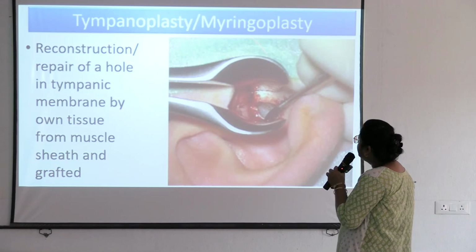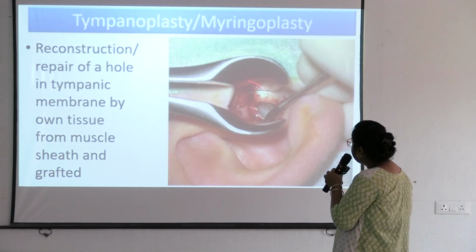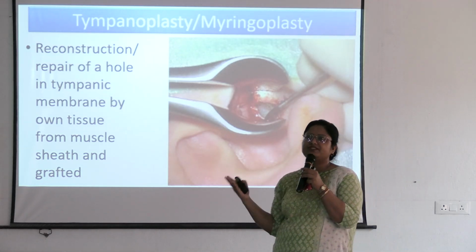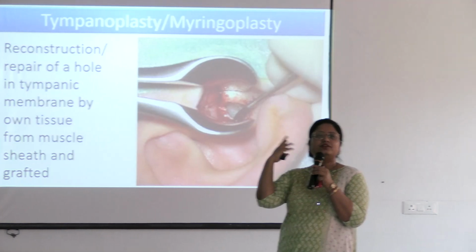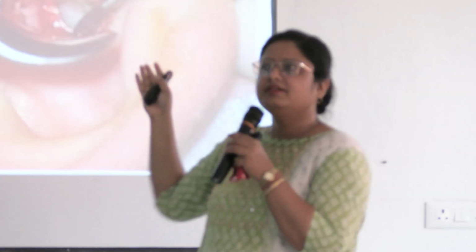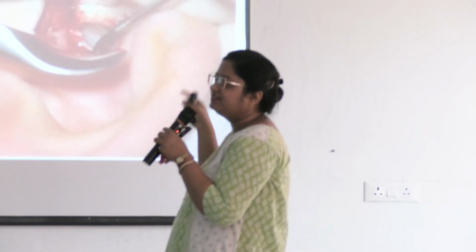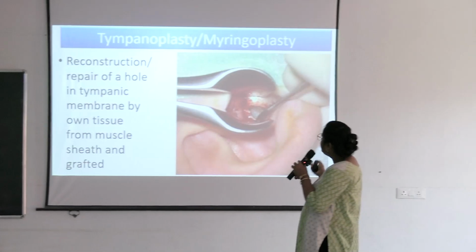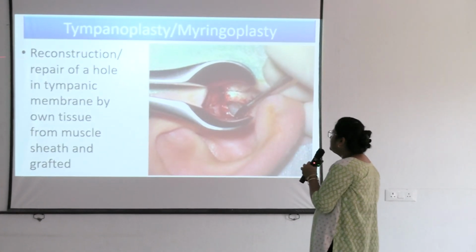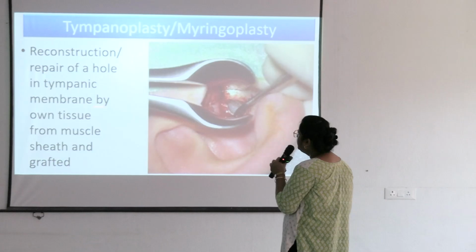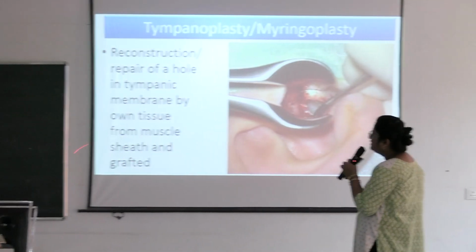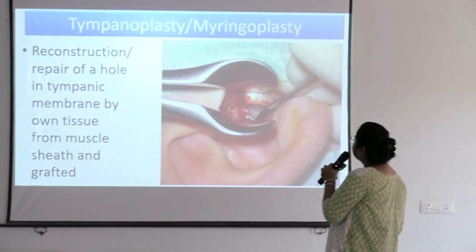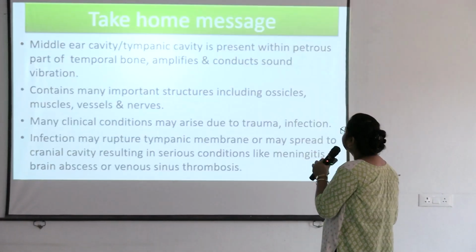Next is tympanoplasty. Okay, this is the tympanoplasty operation being done. And the tympanic membrane is reconstructed using tissue from the temporal fossa covering the temporalis muscle. Okay, because it is the same operation region near the ear, that's why it is suitable for this reconstruction. So it is reconstruction or repair of a hole in the tympanic membrane by own tissue from the muscle sheath, grafted from the temporal fossa. Okay, so myringoplasty or tympanoplasty is reconstruction of the tympanic membrane.